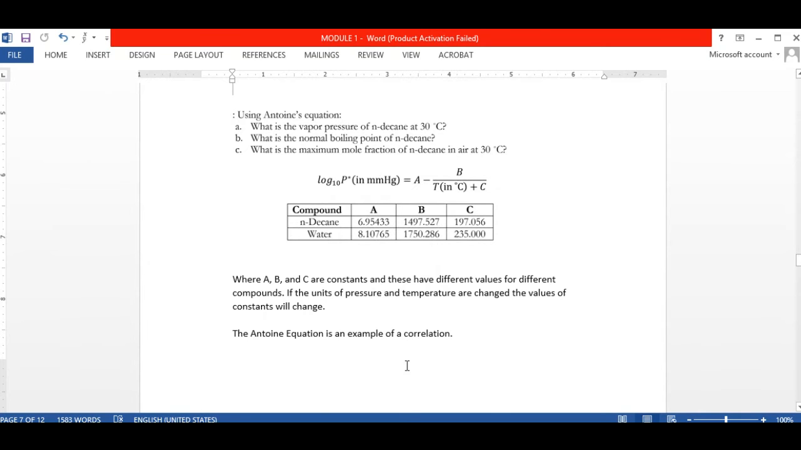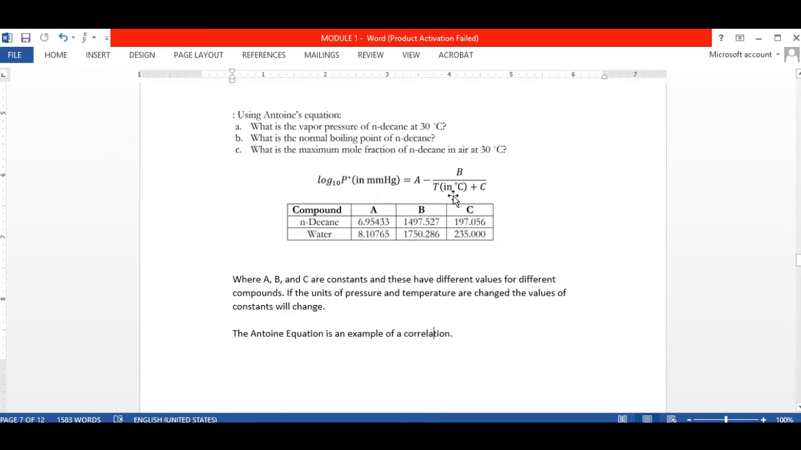This type of equation is known as a correlation. Now what is a correlation? A correlation is something that you obtain from experiments. You cannot explain the behavior. I cannot explain why this equation is A minus B over T plus C. There is no logical explanation, no theoretical explanation. We just got it from experimental data.